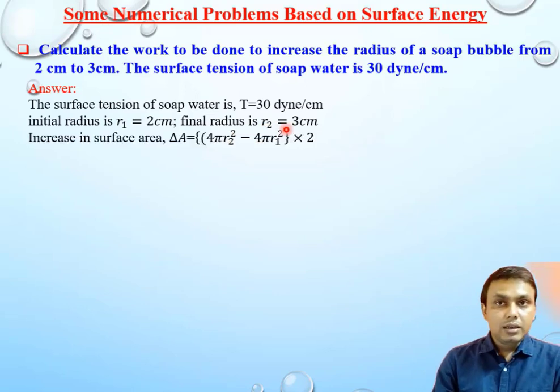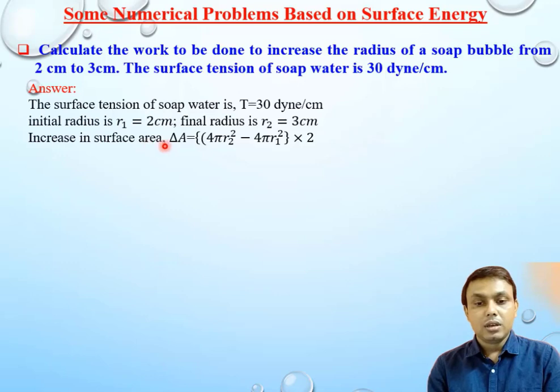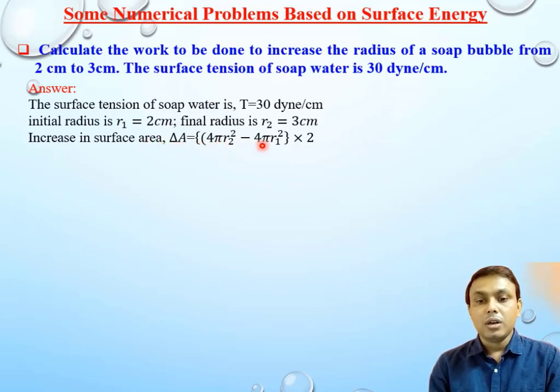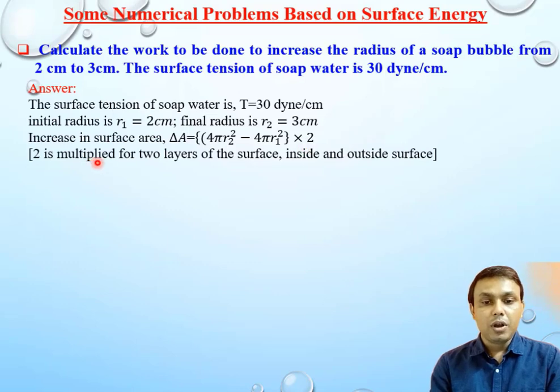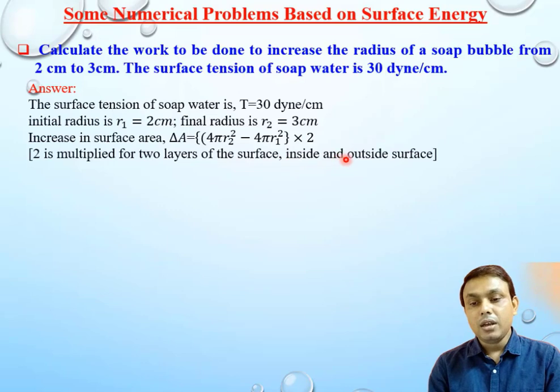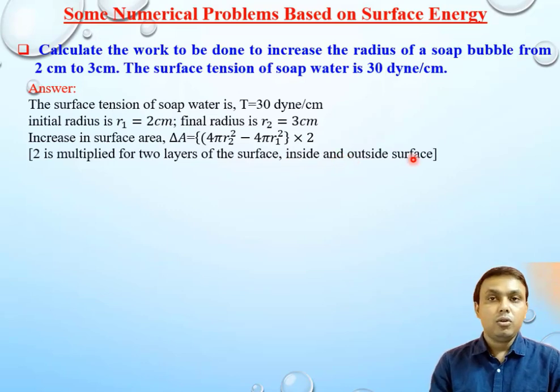Therefore, the increase in surface area is delta A equal to 4 pi R2 square minus 4 pi R1 square, into 2. Why is this 2 multiplied? 2 is multiplied for 2 layers of the surface, inside and outside surface. When you consider a soap bubble, there is an inside surface and an outside surface. We have to consider both of these surfaces. Therefore, this 2 is multiplied here.